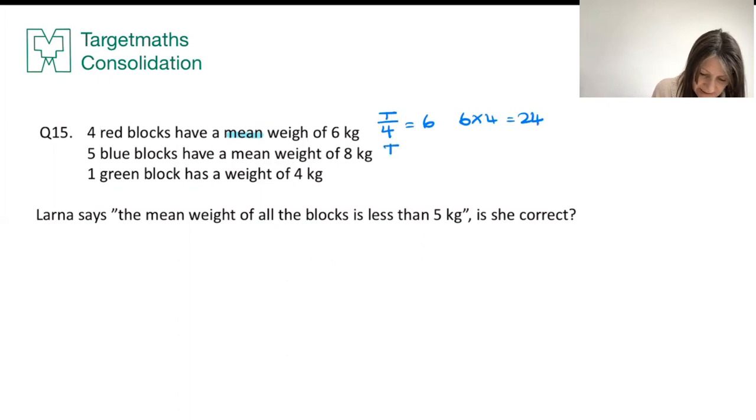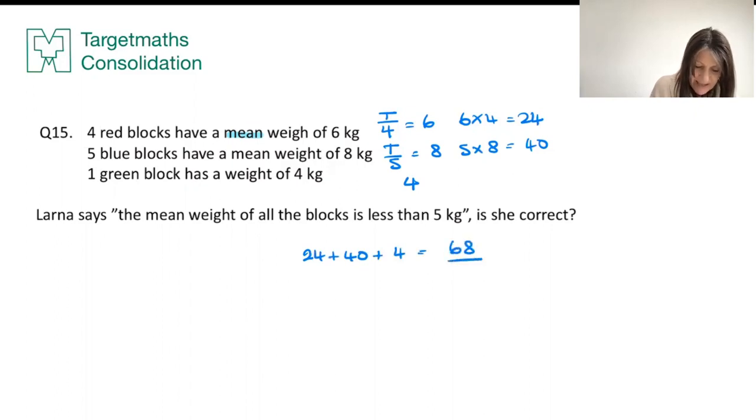I'm going to repeat that here. And then we've only got one green block, so it has a weight of 4. Okay, so that doesn't change anything. Add them all up and you've got 24 plus 40 plus that 4 as well. That's going to give you 68. 68 divided by how many are there? Altogether, there are 10 blocks, which is going to give me 6.8. So she's very wrong. It's not going to be less than 5 at all. And we could kind of sense that with the numbers that we were given, but we have to make sure that we prove that.